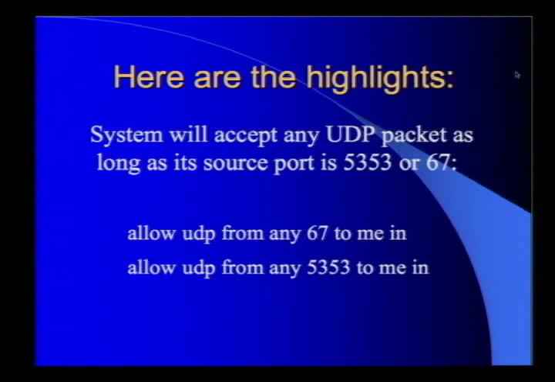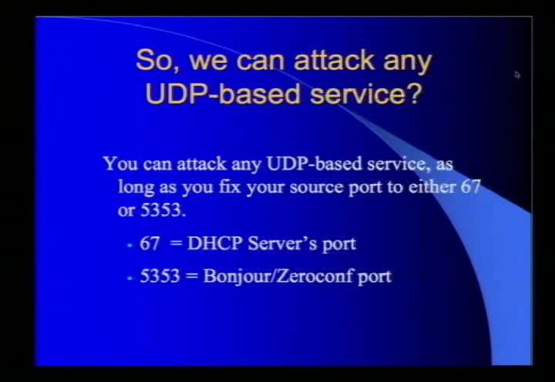What's weird is that normally when you open up holes in the firewall, you say, I've got a DHCP client, I'm going to let it get stuff. You don't say DHCP servers are allowed to do anything they want to me. Does that make sense? It's a little non-subtle, but the short version is you can attack any UDP-based service. You can punch right through the UDP firewall as long as you set your source port to one of the two magic numbers for Apple.